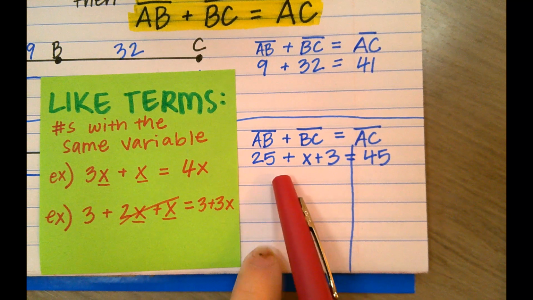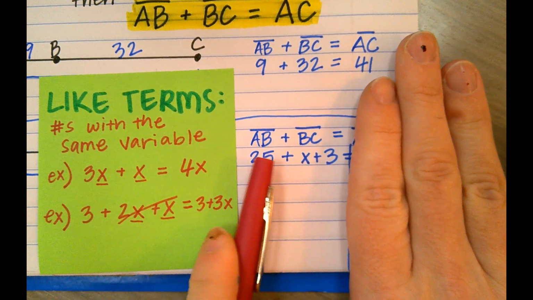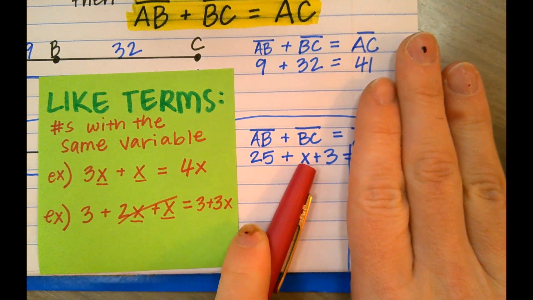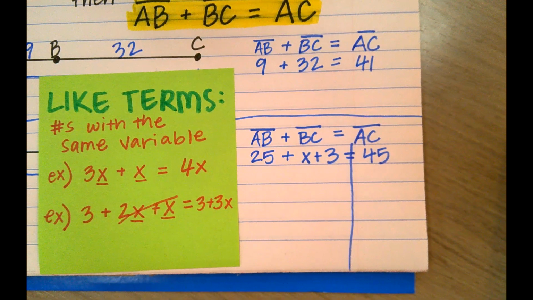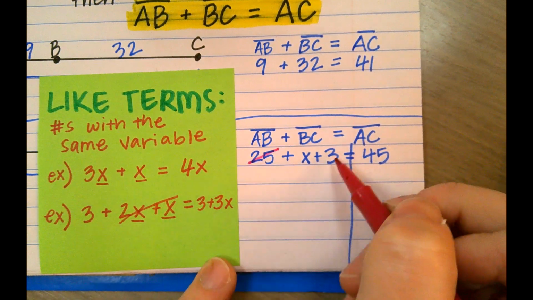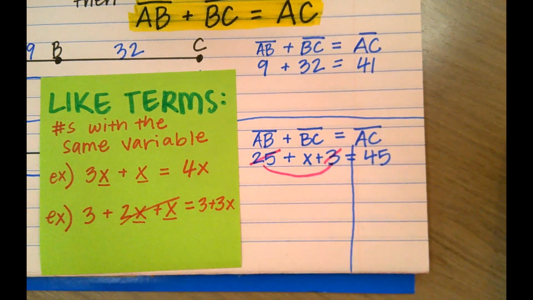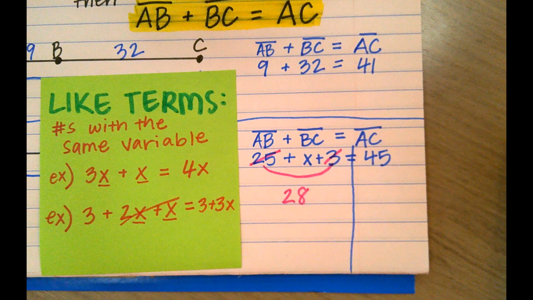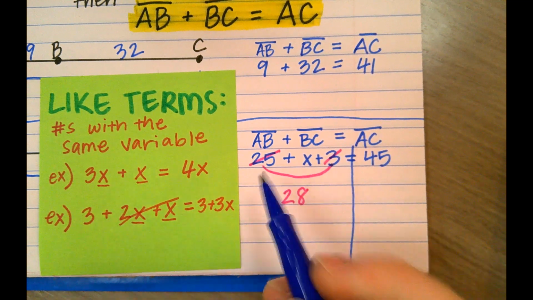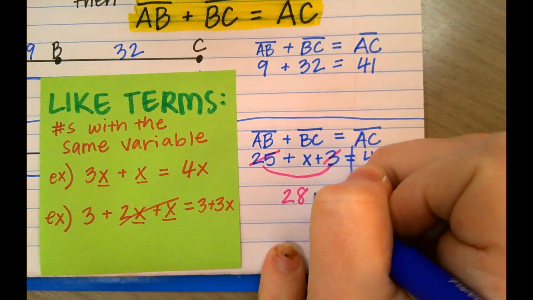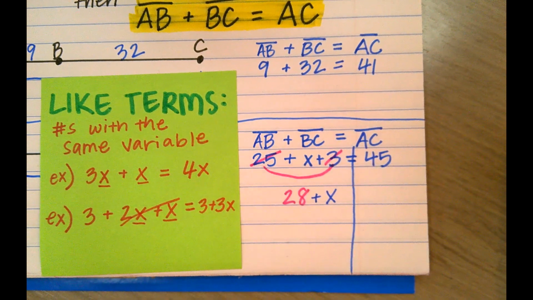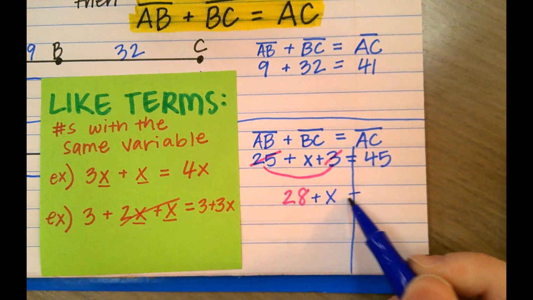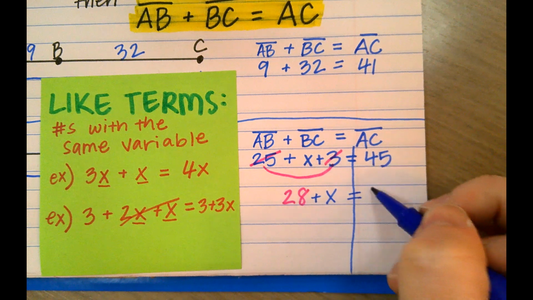So now looking at just this side of my equation, 25 plus x plus 3. What like terms do I have? 25 and 3. So what's 25 plus 3? 28. And what comes down? X. Yes, my x is still there, so I'm going to bring down plus x. I'll bring down my equal sign, and I'm going to bring down my 45.